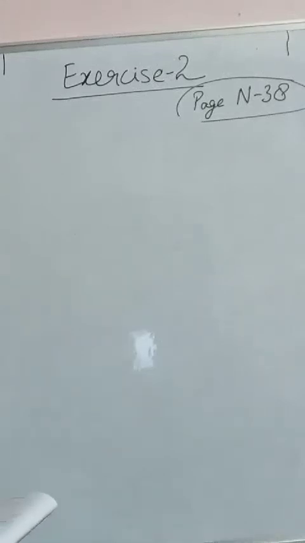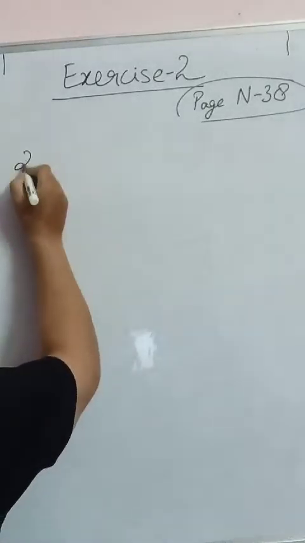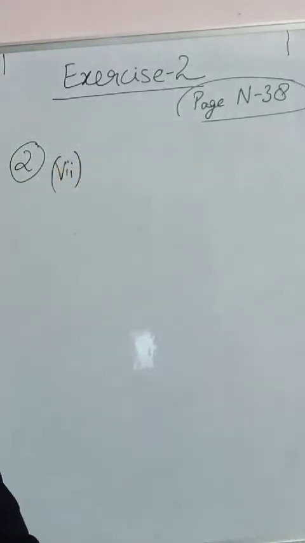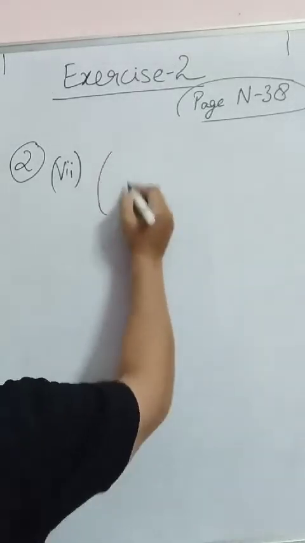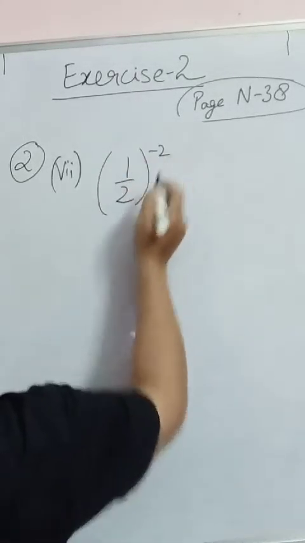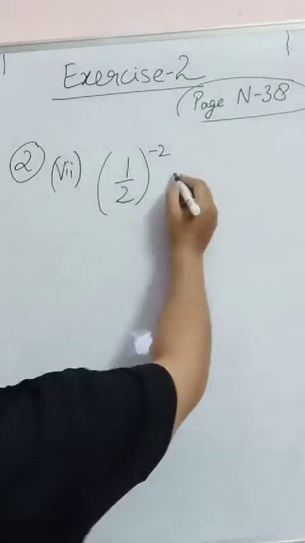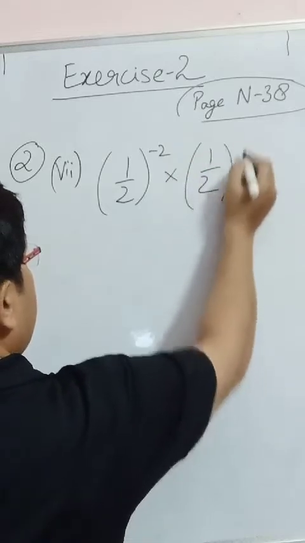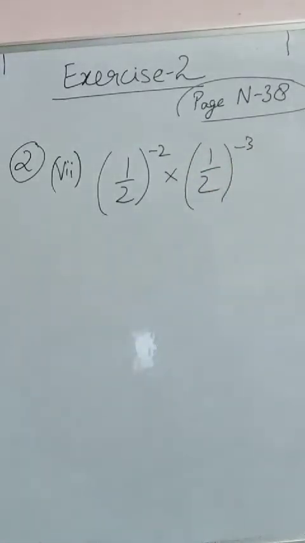In question number 2, let us pick one of the parts, and the part I am going to talk about is the 7th part again. In the 7th part, it is given 1 by 2 raised to the power minus 2, and we are multiplying it by 1 by 2 raised to the power minus 3. Please cross check the question. In the book, the 7th part of question number 2 says 1 by 2 raised to the power minus 2 into 1 by 2 raised to the power minus 3.